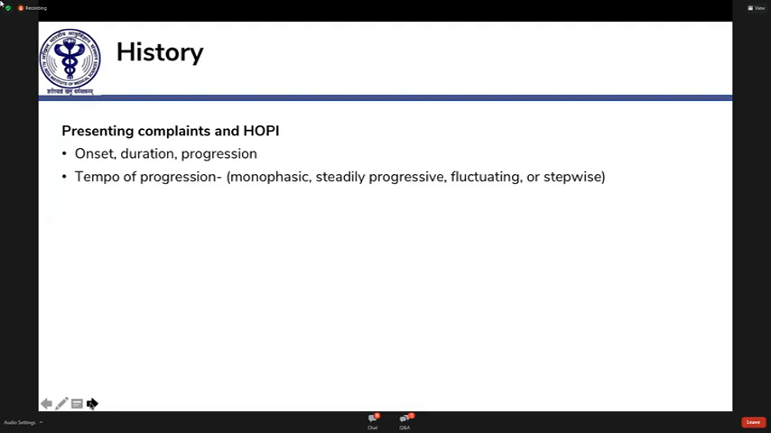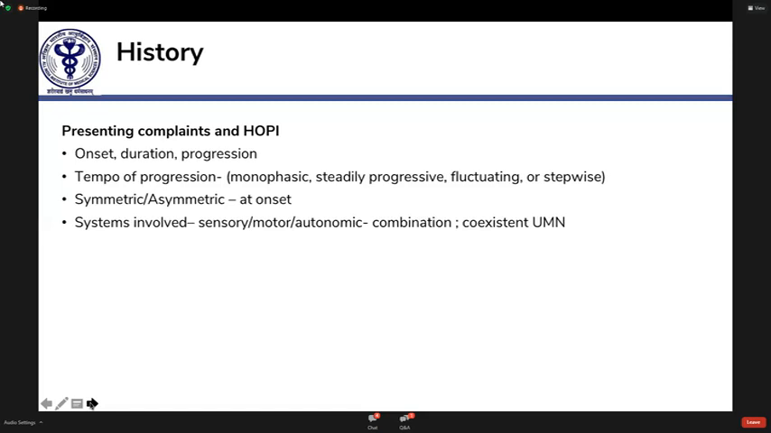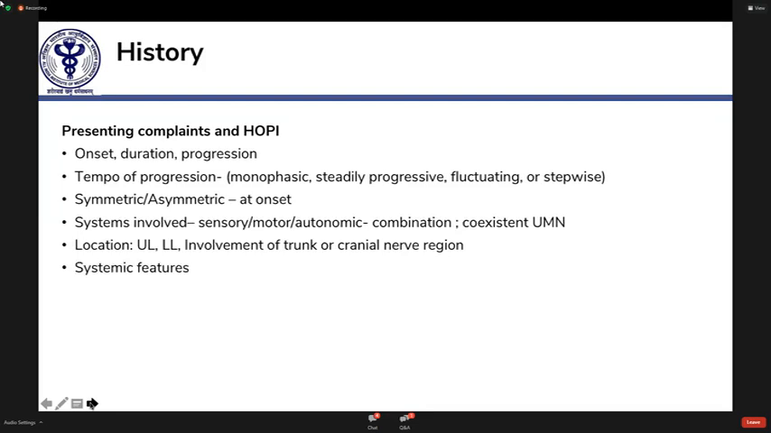And the duration and the progression: how does it progress, monophasically, continuously progressive, or after some time progression flattens out, or fluctuating, or stepwise progression. Symmetric or asymmetric at onset, the systems involved. Is there a coexistent autonomic involvement? The location: upper limb, lower limb, involvement of trunk or cranial nerve region. Are there systemic features? What is the drug and family history? Activities of daily living. You're trying to fit into a typical or atypical, sometimes called a pure or complicated disease, or typical or atypical features. What are the red flags in history which you want to confirm in examination? Those things you should have an idea of after the history.